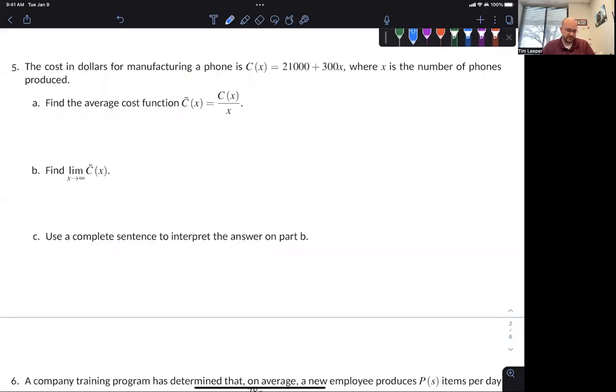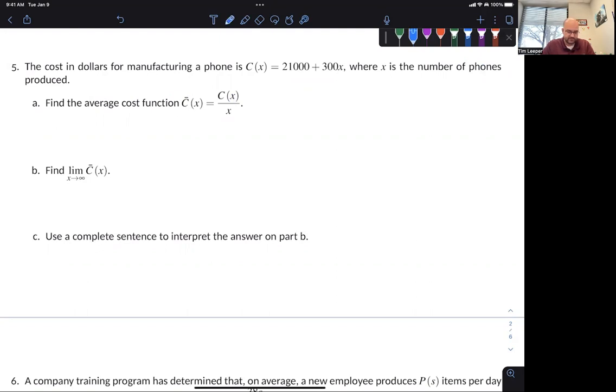Hello, everyone. In this question, we're going to look at number 5, and it says the cost in dollars for manufacturing a phone is C of X equals 21,000 plus 300X, where X is the number of phones produced. We want to find the average cost function C bar of X, which is C of X divided by X. Now, notice that this is actually a very simple question.